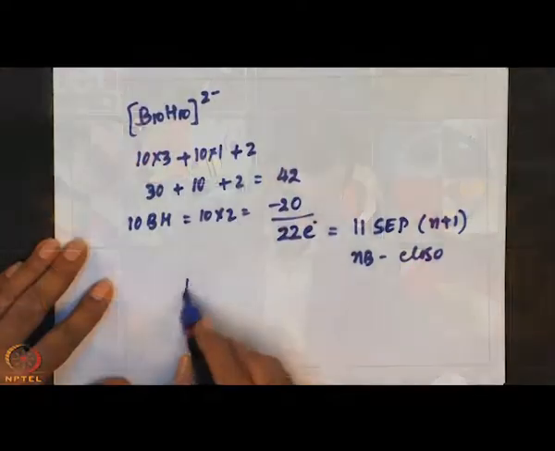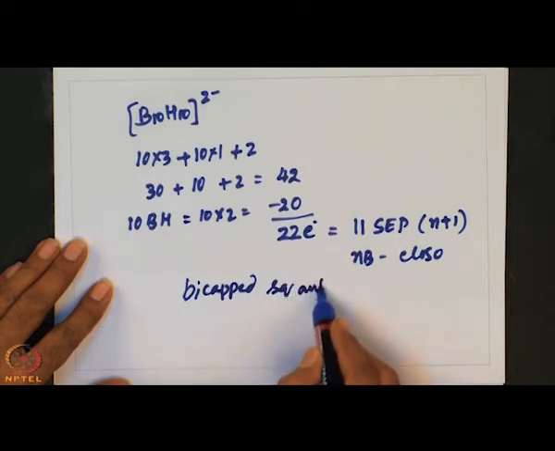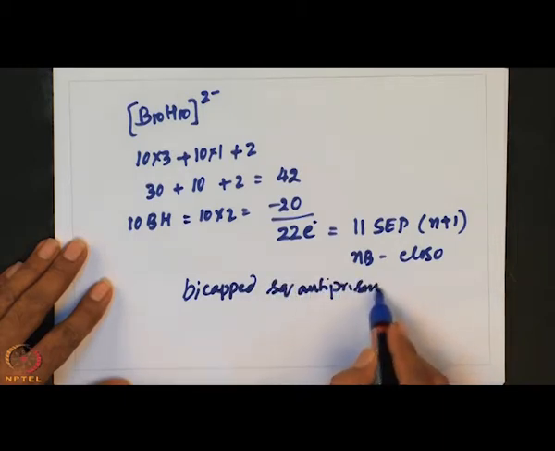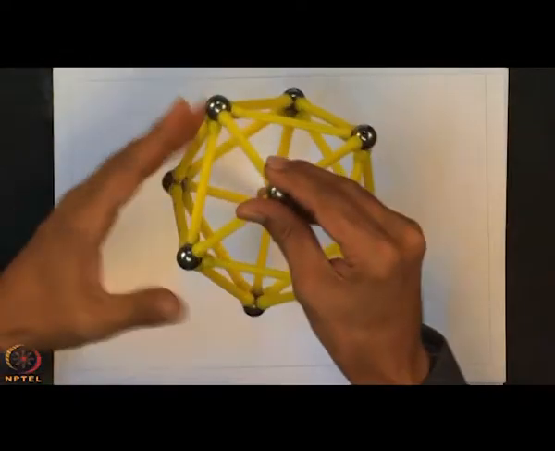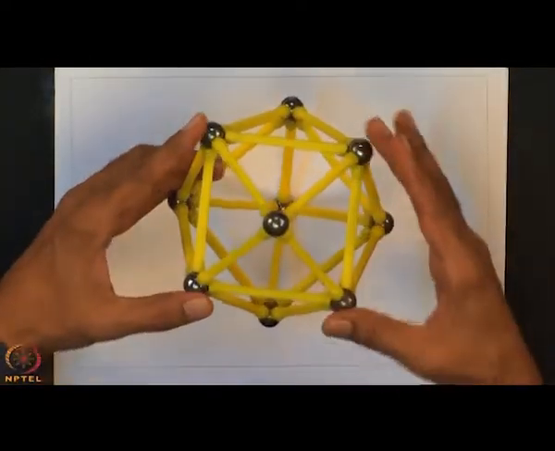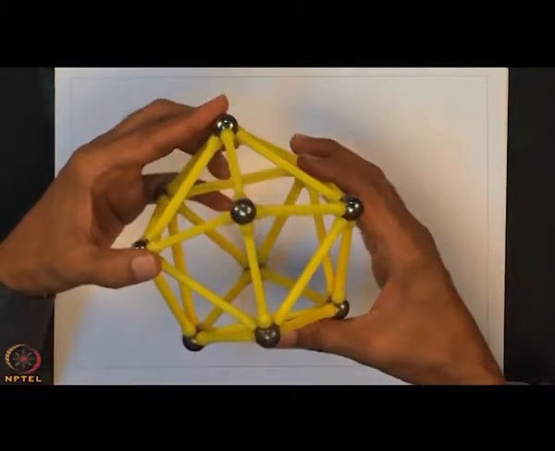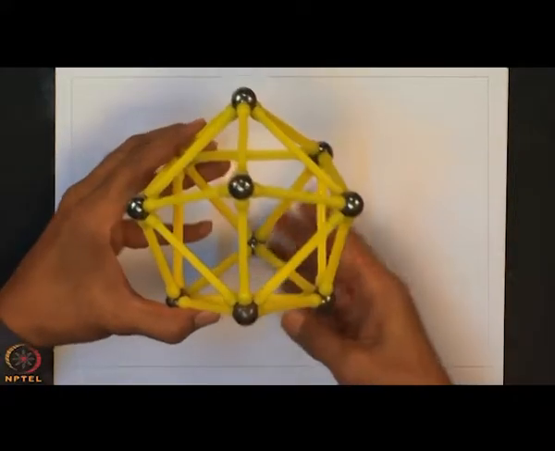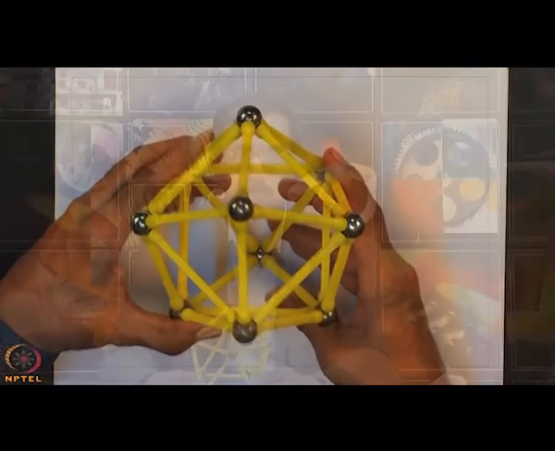So, you can see here, bicapped square antiprismatic geometry. This is the one. So, you can see here, 4 here and 4 here, and then 9 and 10. So, this is bicapped square antiprismatic for B10H10 2 minus.